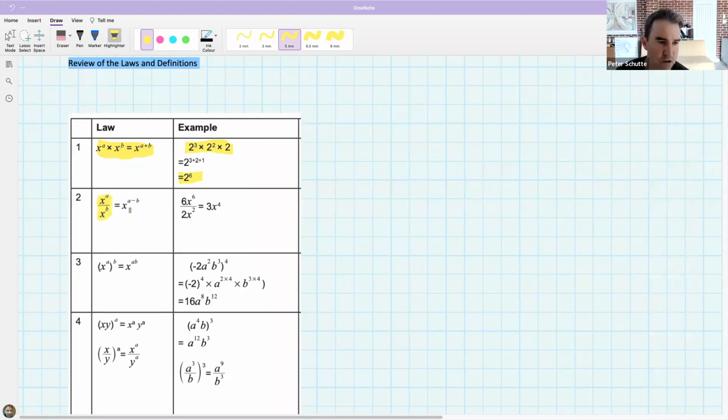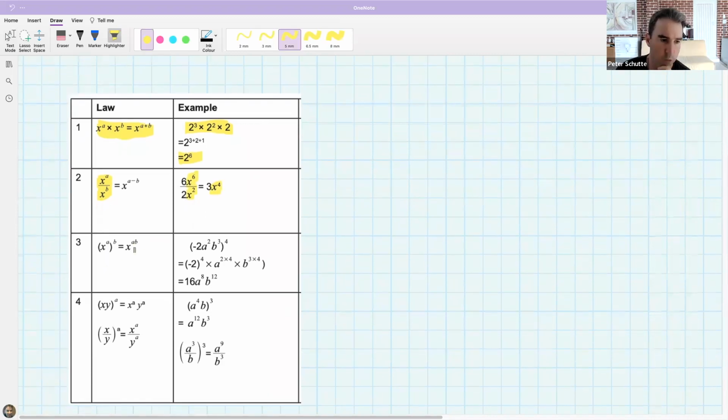We spoke about law number 2. I call this the subtractive law. If the bases are the same, you subtract the powers. And if there are numbers next to them, you deal with them kind of like normal. So 6 divided by 2 is 3. Then we spoke about the power law, and essentially law 3 and 4 here are the same thing.